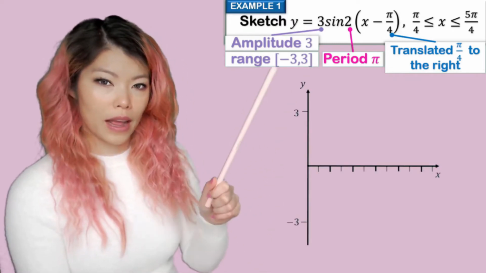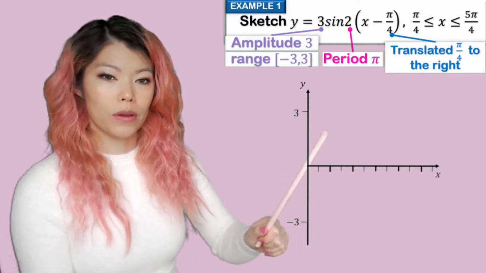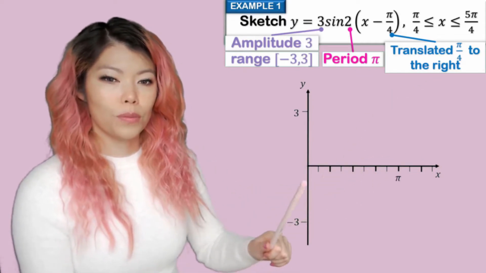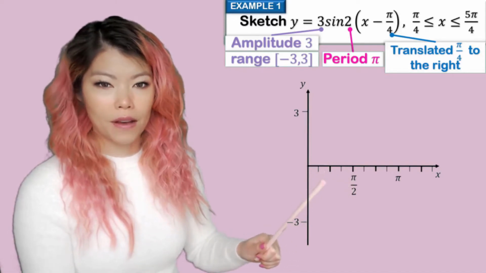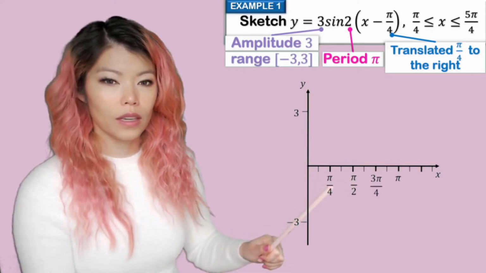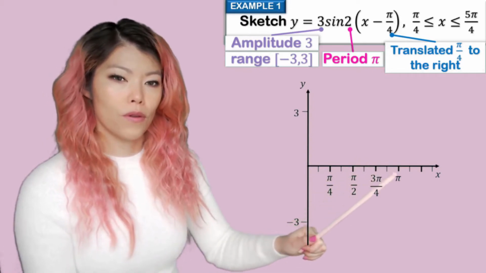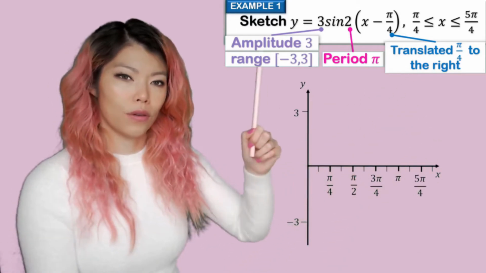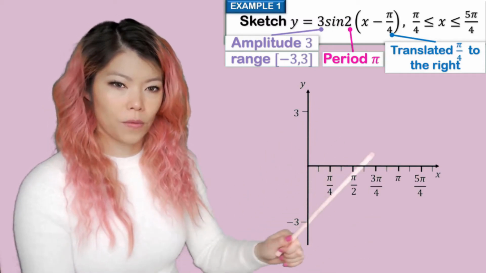Well, let's start with the axis, and we know it goes from negative 3 to 3. And we know the period is pi, and we need to go all the way to 5 pi on 4. So let's put pi there and split it up in half, and then in half again. And then we go by pi on 4: pi on 4, 2 pi on 4, 3 pi on 4, 4 pi on 4, 5 pi on 4. So now we have covered our domain. Now that we have the axis, we know where to start and where to end.